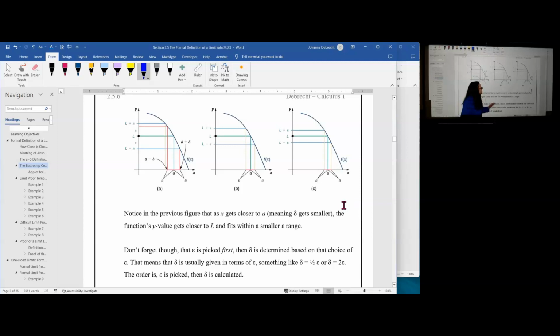Again, what we're trying to do is once this epsilon is chosen and fixed, not moving, find the delta that forces all function values in that interval to land somewhere in there. In other words, every single x value in that interval has to have a y value that fits in this interval. Okay.